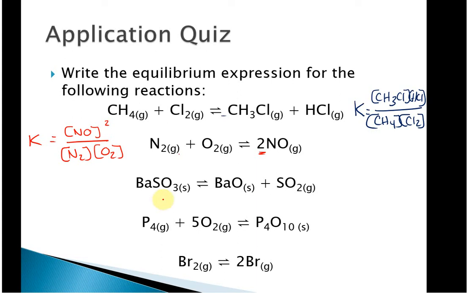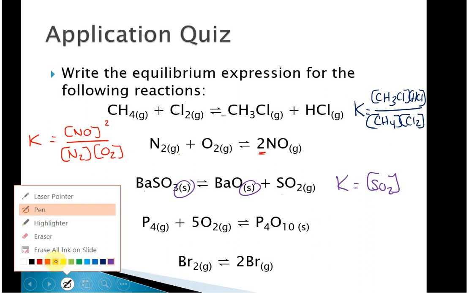For barium sulfite reacting to form barium oxide and sulfur dioxide, if you look, this is a balanced equation: 1 barium, 1 sulfur, 3 oxygens, 1 plus 2 is 3. But this is a heterogeneous situation. So I'm not going to include these components that have a solid. So those are going to be omitted. So K is always products over reactants. So SO2 is the only thing that counts, and it's a product, so it goes on top.